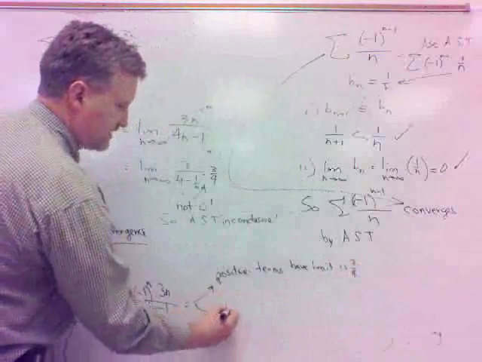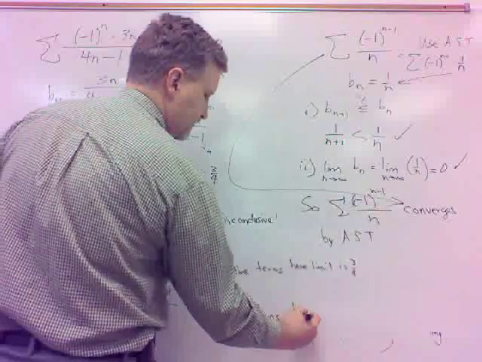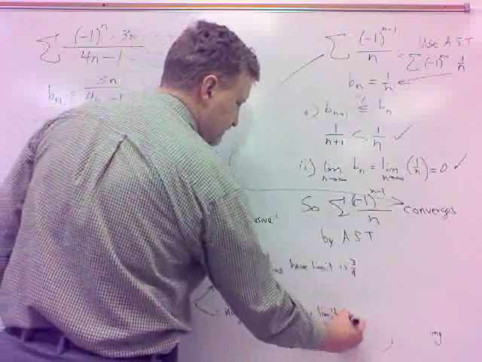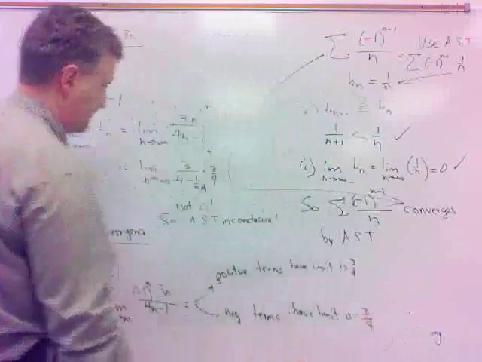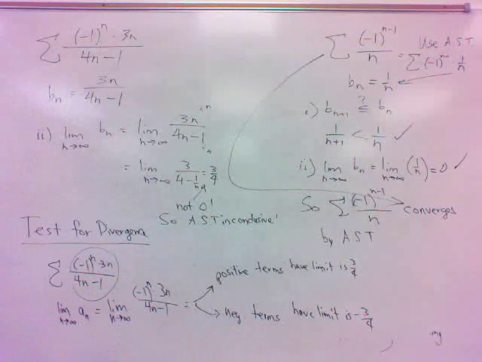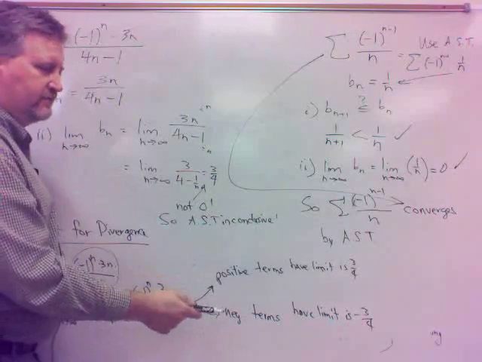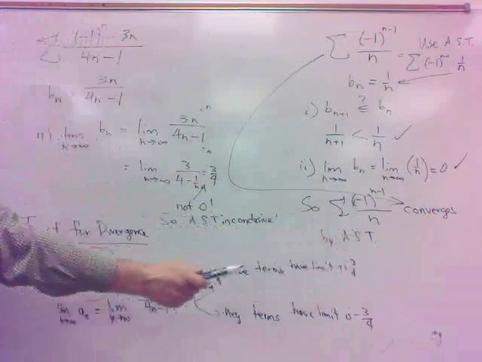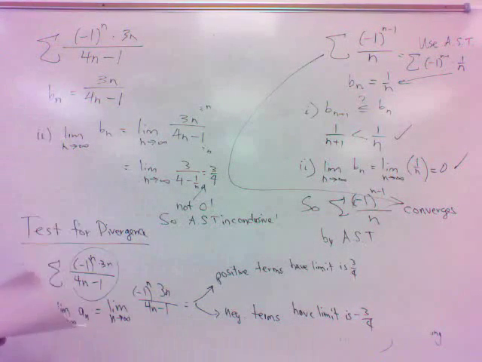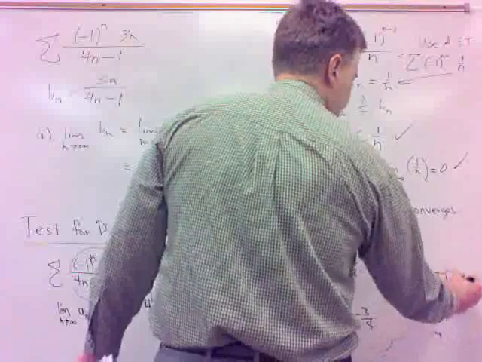The negative terms, what would their limit be, you think? Negative 3/4, wouldn't it? Yeah, because the negative terms would be the odd ones. The odd terms are all going to be negative, but just throw a negative on that, and you're going to get negative 3/4. So part of the terms go to 3/4, part of the terms go to negative 3/4, so it's pretty clear neither goes to 0. The limit is not 0, so by the test for divergence, this series diverges.